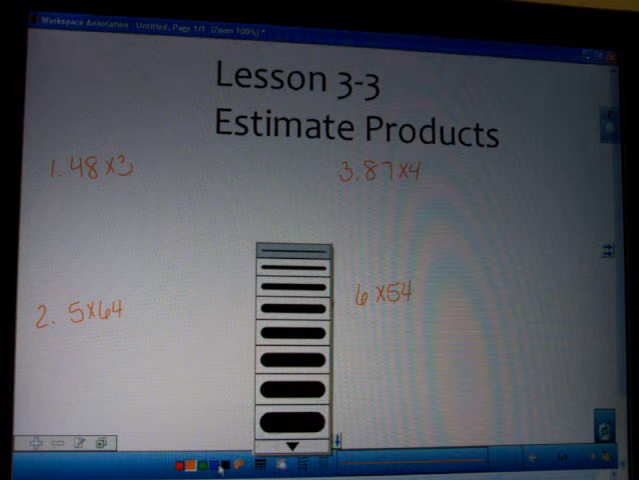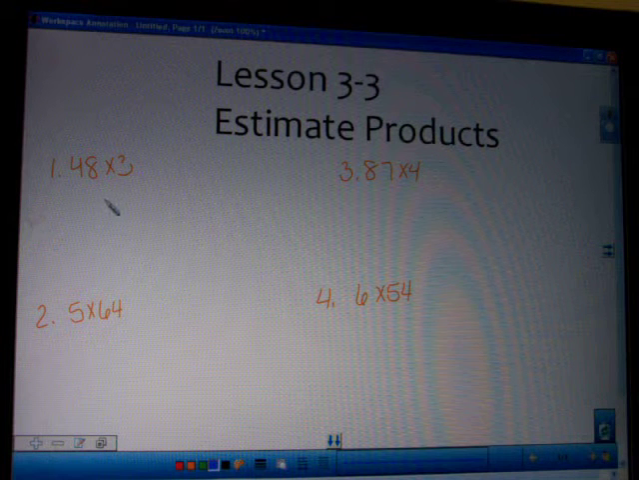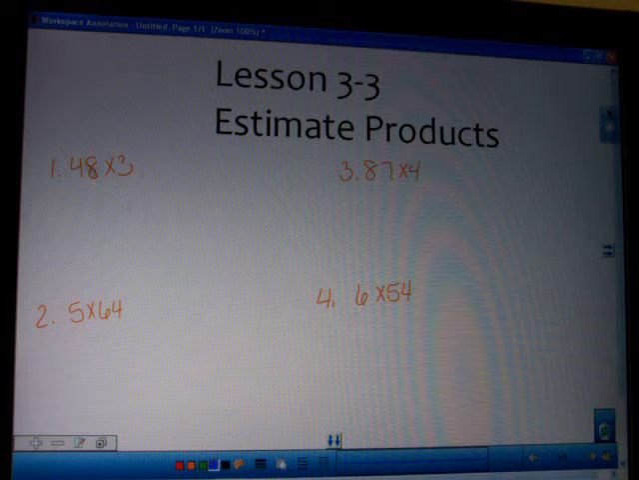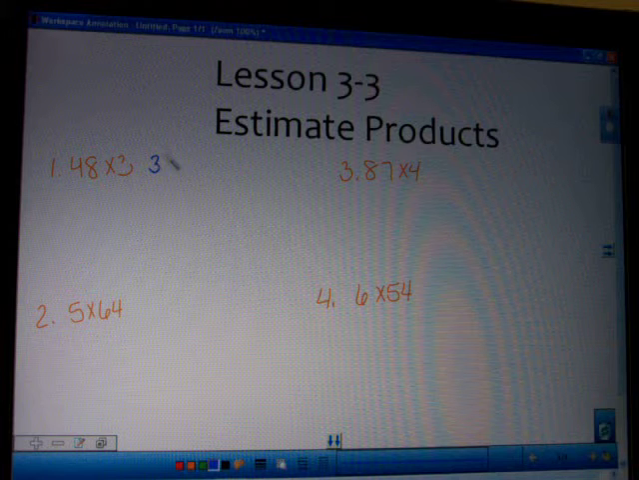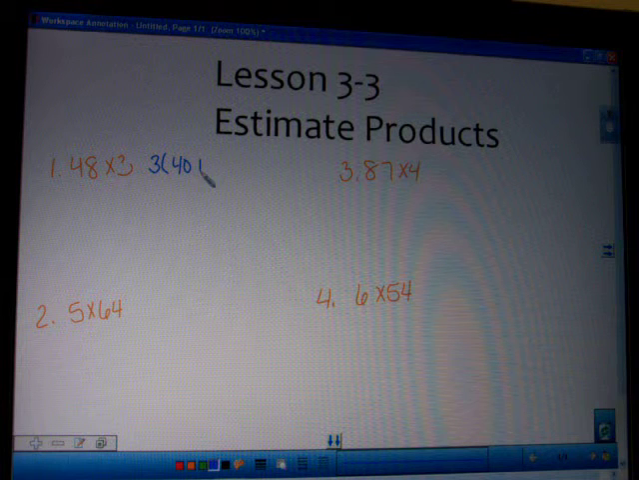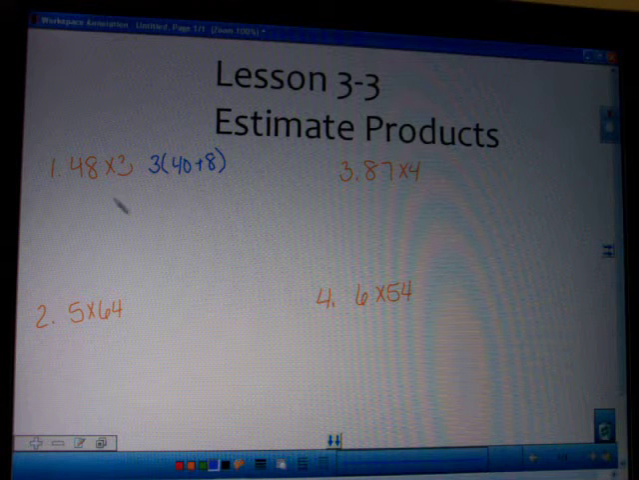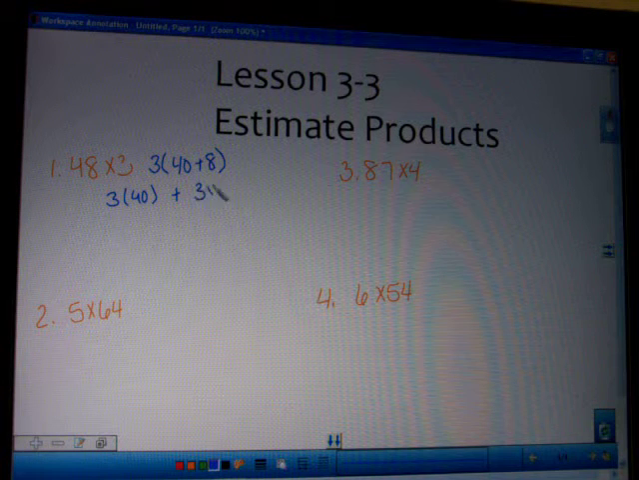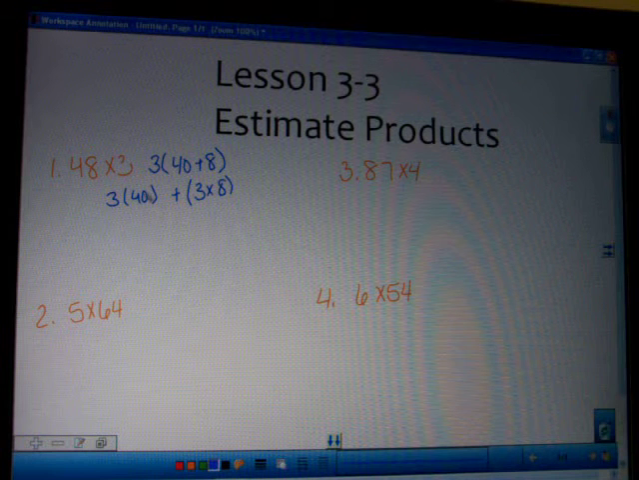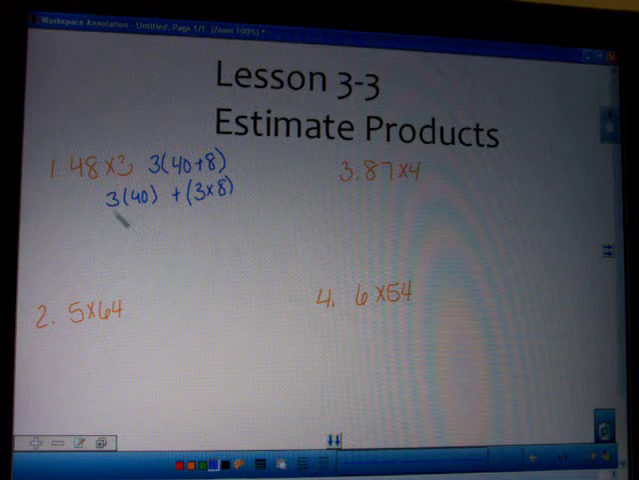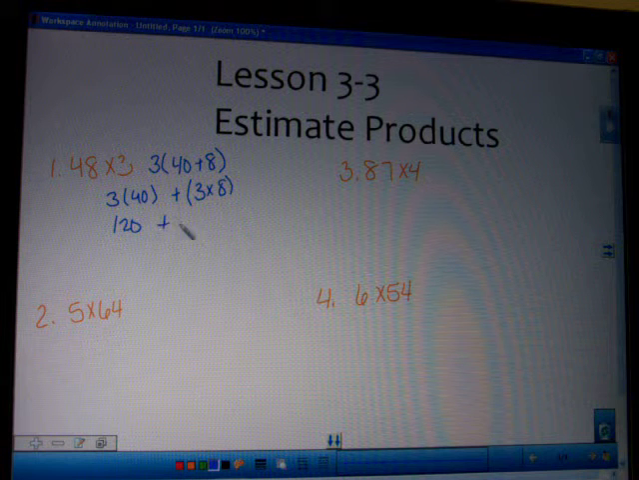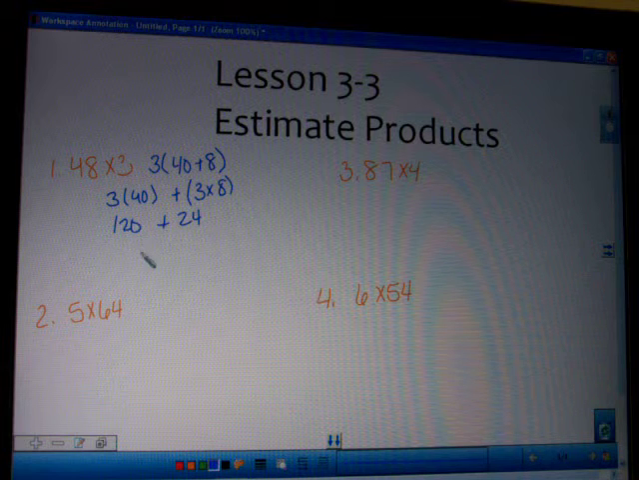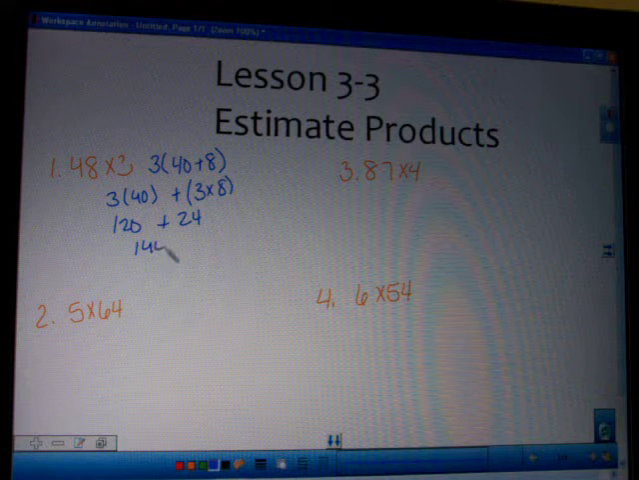I'll go through with my pen and I'll show you the steps that you're going to use to solve it. So you're going to rewrite 48 times 3 to 3 times 40 plus 8. Then you're going to rewrite this to 3 times 40 plus 3 times 8. This is the same as this, it's just a different way to look at it. 3 times 40 is 120, plus 3 times 8 is 24. 120 plus 24 is 144.